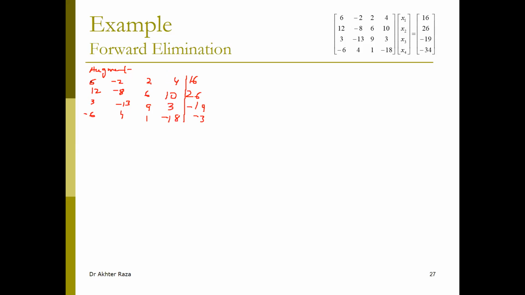Now I want to create 1 here. So my row number 1 is divided by 6. So what do we have? 1, -2 by 6, and 2 by 6, or 1 by 3 we can write down. It will be 4 by 6. It will be 16 by 6. The rest of the elements will be as they are.